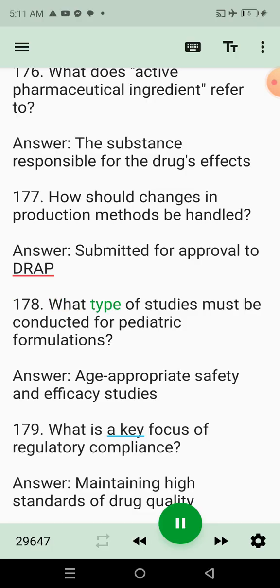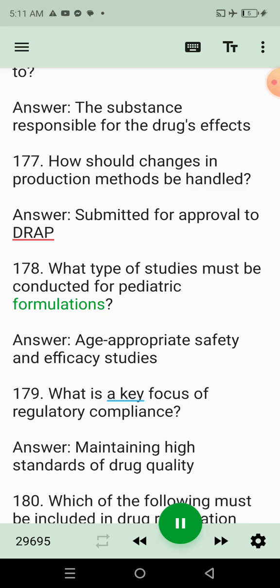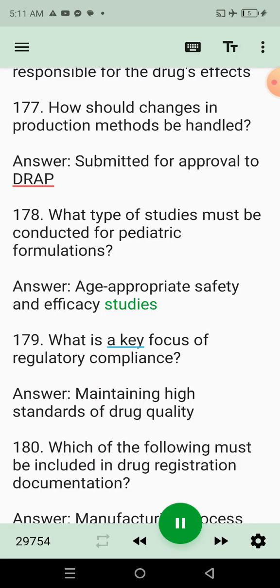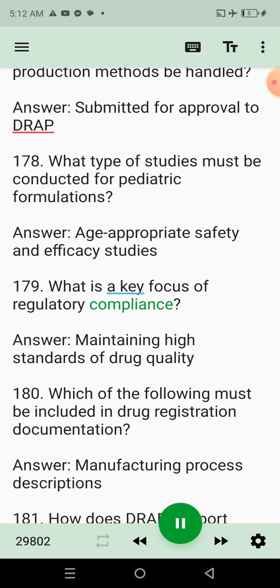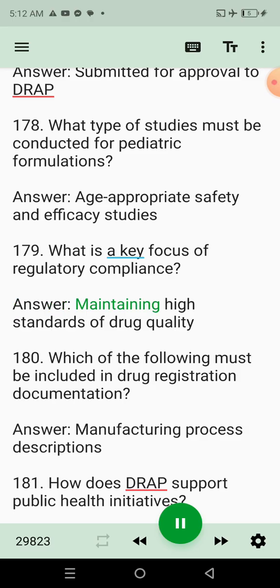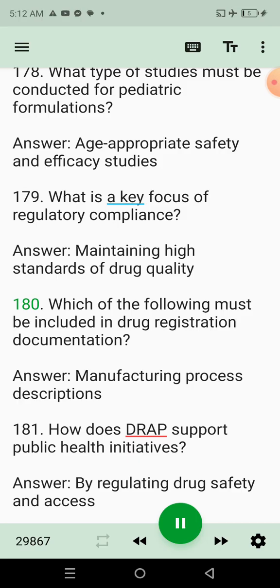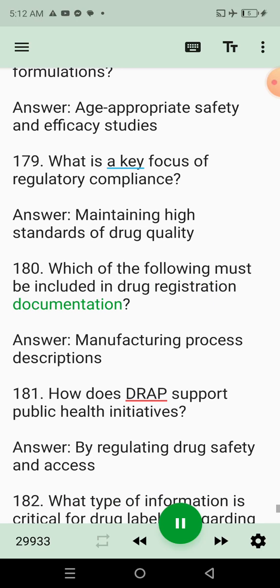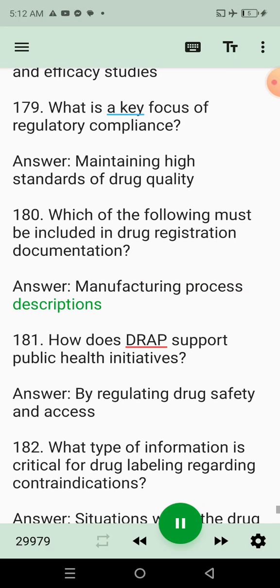178. What type of studies must be conducted for pediatric formulations? Answer: age-appropriate safety and efficacy studies. 179. What is a key focus of regulatory compliance? Answer: maintaining high standards of drug quality. 180. Which of the following must be included in drug registration documentation? Answer: manufacturing process descriptions.